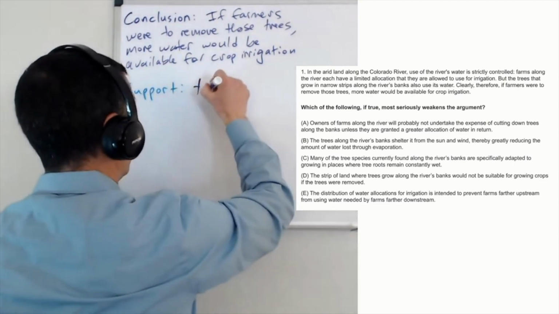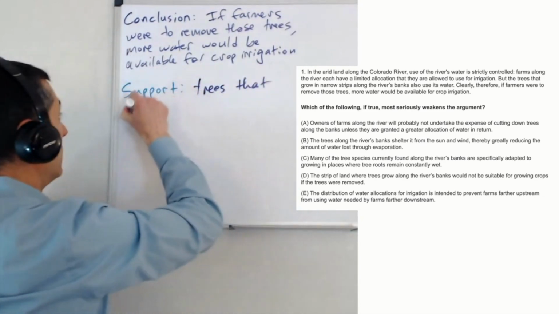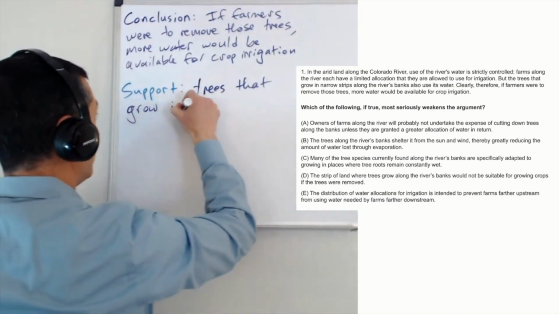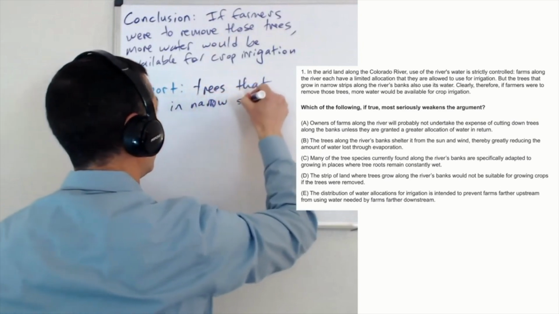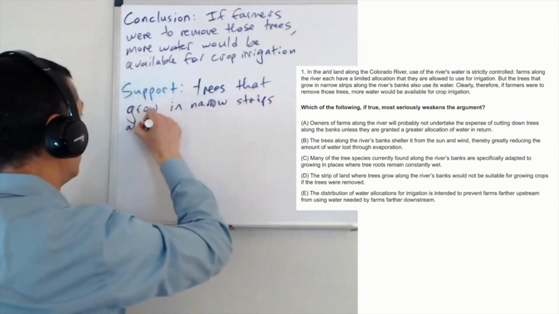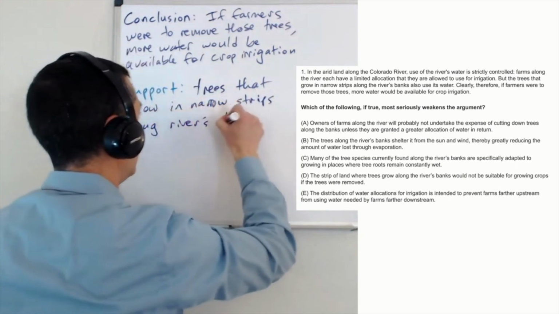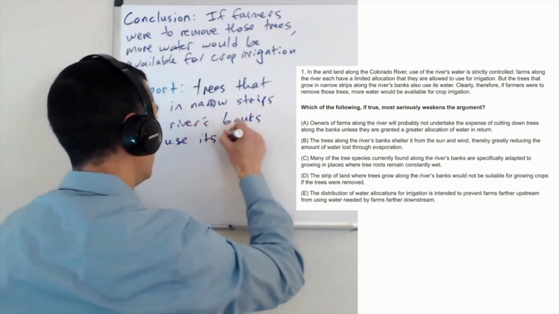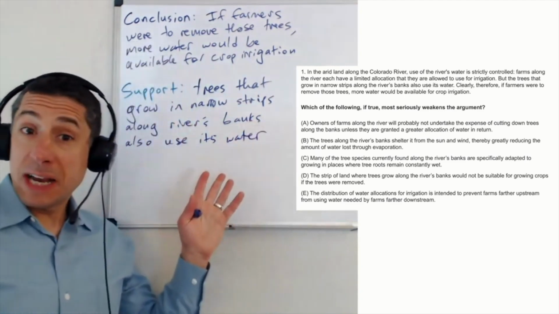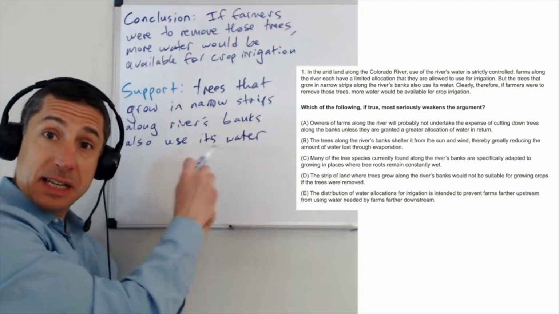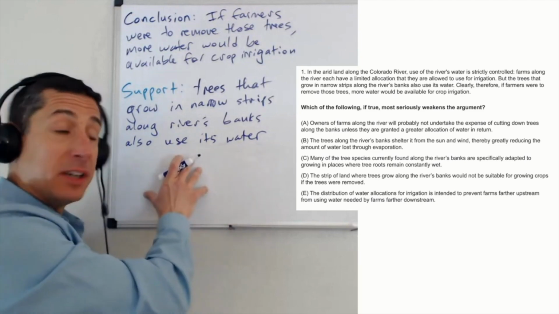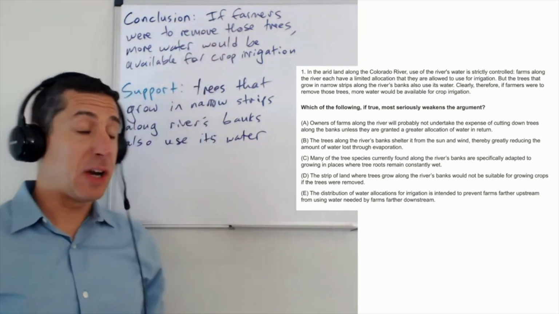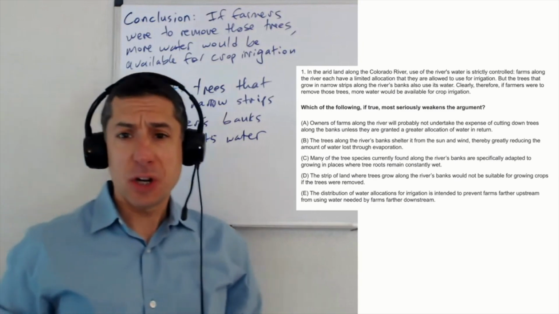So trees that grow, I want to be careful about the language, in narrow strips along the river's banks also use its water. So pretty typical of the GRE. Nice straightforward argument. Hey, there's trees in narrow strips along the river's banks. The trees use that same water. So if we cut those trees down, if farmers were to remove those trees, then there's more total water available for irrigation. And our goal here is to go ahead and weaken this argument.